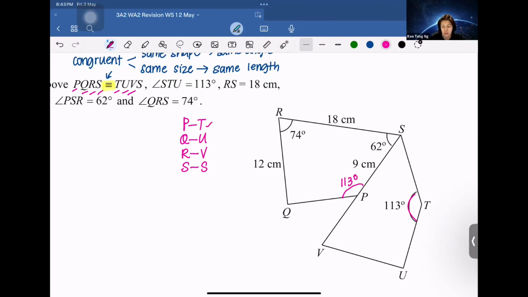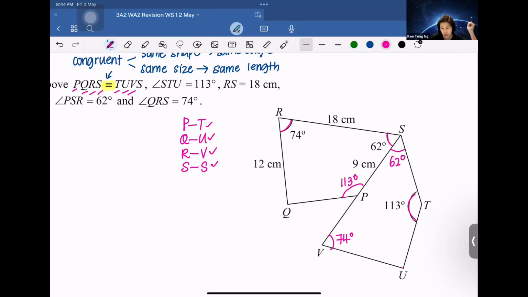Q corresponds to U. I do not have any value for Q, and I do not have any value for U. Next, R corresponds to V. R is 74, corresponding to V, angle 74 degrees. Last but not least, S corresponds to S. So S is this angle 62. That means this angle over here is also 62 degrees. Now, this is why they are of the same shape, because they have the same angles.